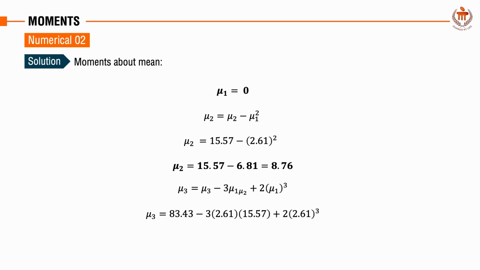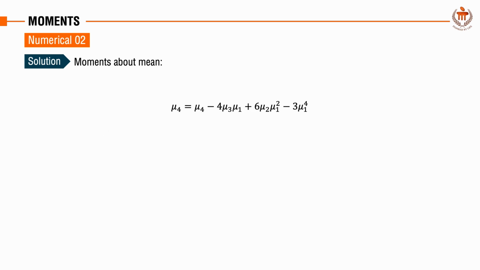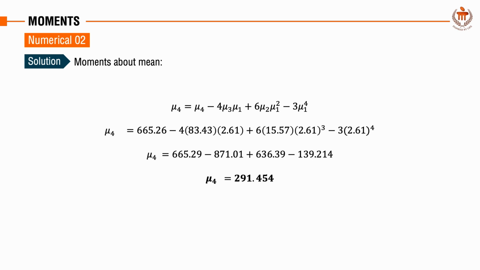Then mu3 we can calculate. Mu3 dash value is already calculated, mu1 dash and mu2 dash we calculated. Okay, so we just put them in the formula, what we have calculated in the previous calculation. So the mu3 we get is minus 2.91. Then mu4, similarly we have calculated the values of mu4 dash, mu3 dash, mu1 dash, mu2 dash. Everything we substitute in this formula and we get the value of mu4 as 291.454.